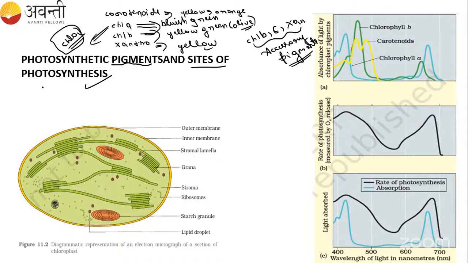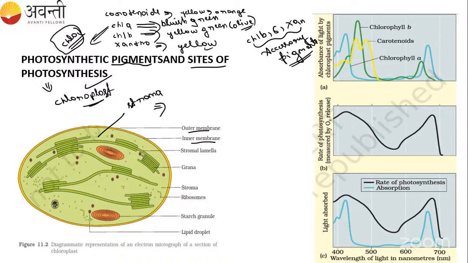You all know where photosynthesis is going to take place? It is going to take place in the chloroplast. You have studied chloroplast in the cell chapter. Chloroplast is double membrane, having two membranes, outer and inner membrane. Inside this, the fluid-like structure is called the stroma.